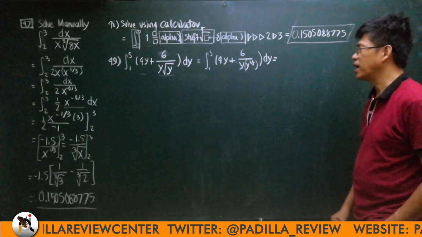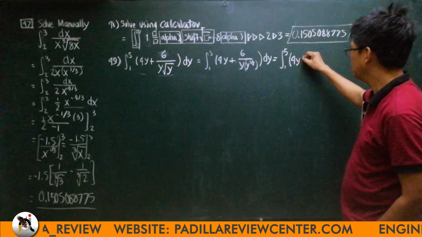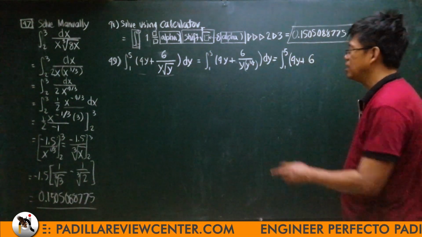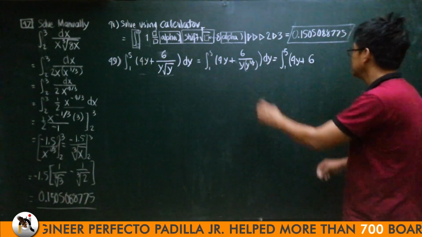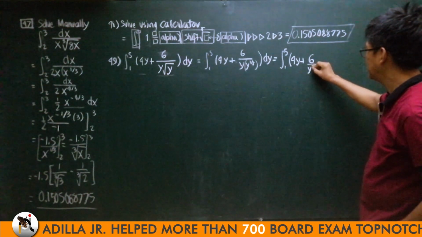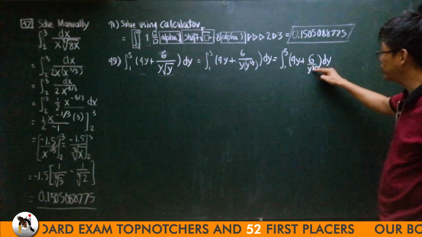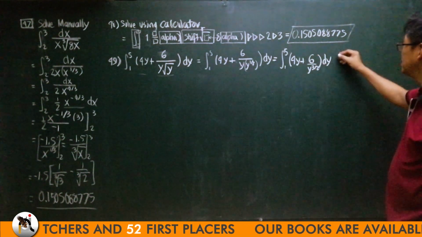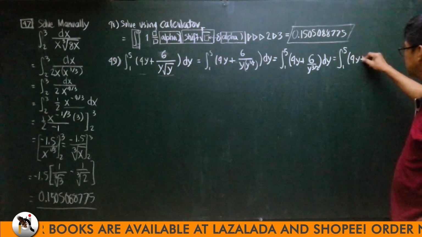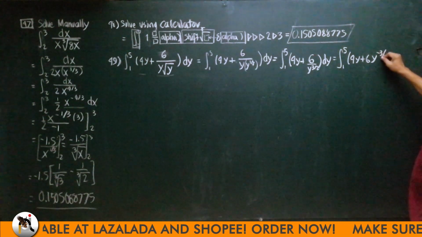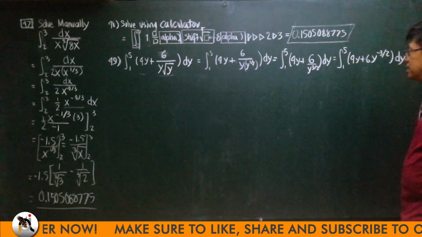So, this is the same as integral from 1 to 5 of 4y plus 6 over y times y to the 1/2, which is y to the 1 plus 1/2, 3/2. So, this is 6 over y to the 3/2 dy. We make this as an exponent by reversing the sign of the exponent. So, this is the same as integral from 1 to 5 of 4y plus 6 y to the minus 3/2 dy. So, we are ready to integrate this.